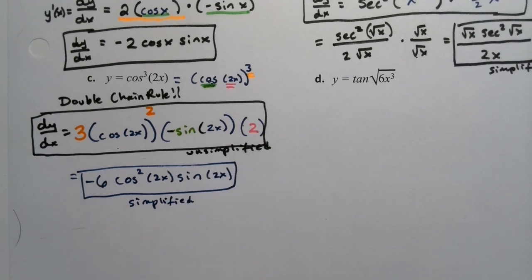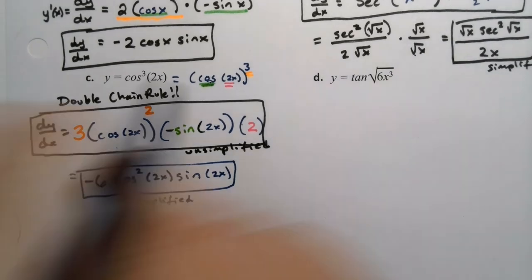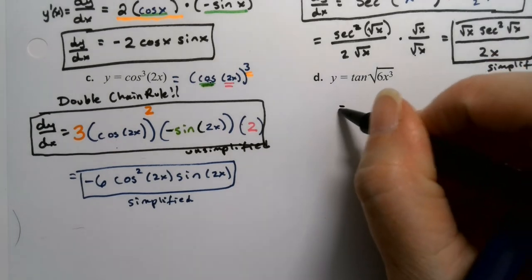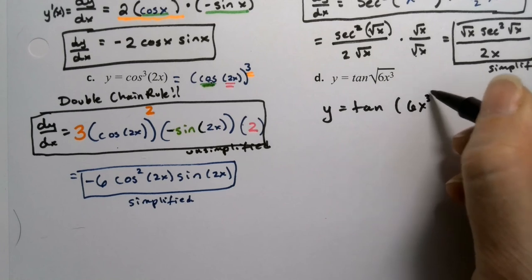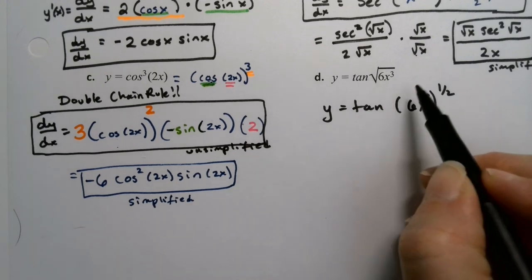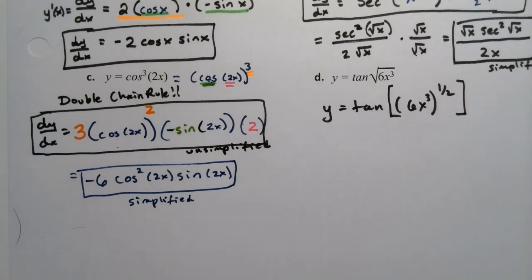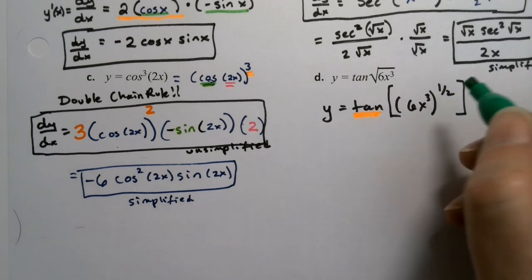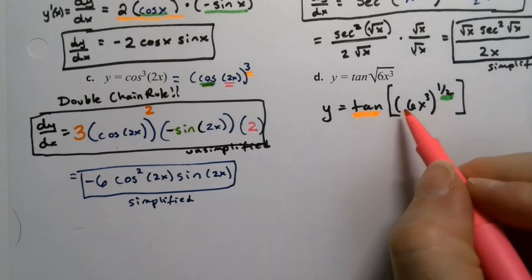All right, last one but not least. So let's rewrite this. This is equal to the tangent of 6x cubed to the 1/2 power. Now the thing is that the tangent is to the square root. So the tangent is on this part to the 1/2 power. So tangent is the outermost portion, right? And then the 1/2 is actually middle, right? Kind of in the middle. And then the 6x cubed is the inner part.